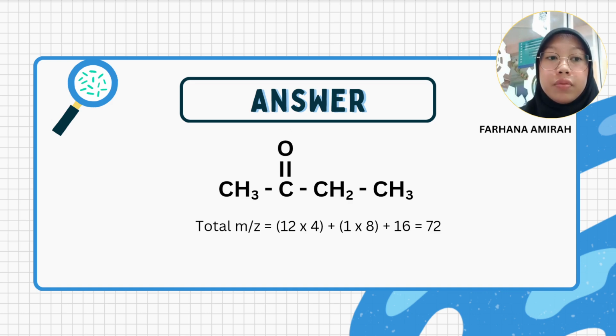The downfield singlet at 2.12 ppm reflects the deshielding effect of the carbonyl group on the adjacent CH3, while the CH2 CH3 coupling follows the n+1 rule. The mass spec data further validates this, as the sum of atomic masses for 4 carbon, 8 hydrogen and 1 oxygen indeed gives 72.